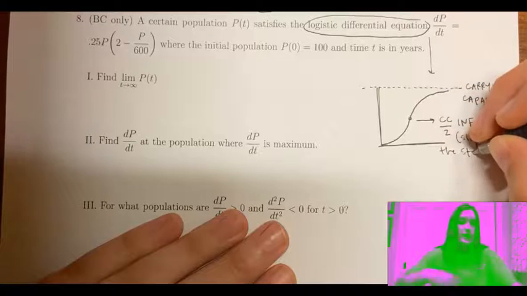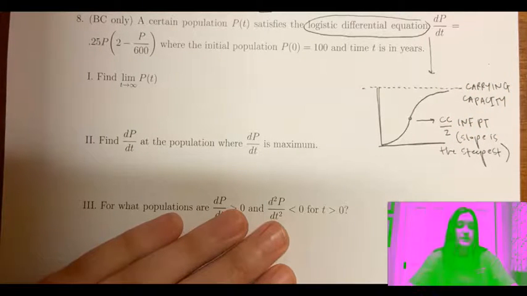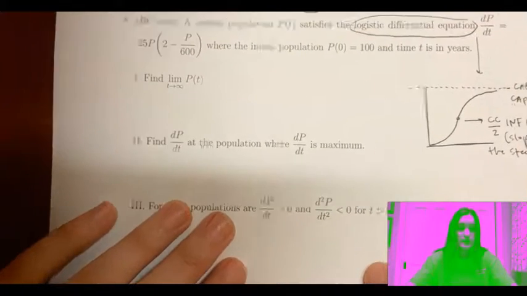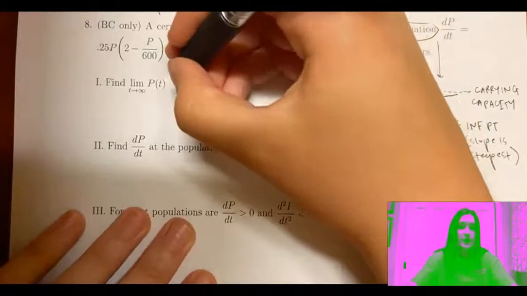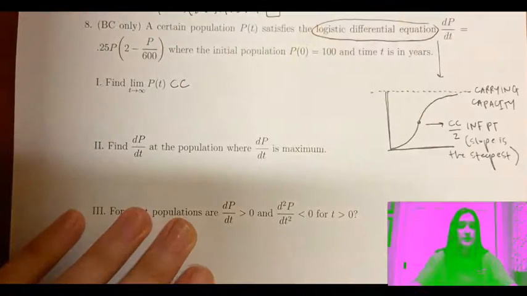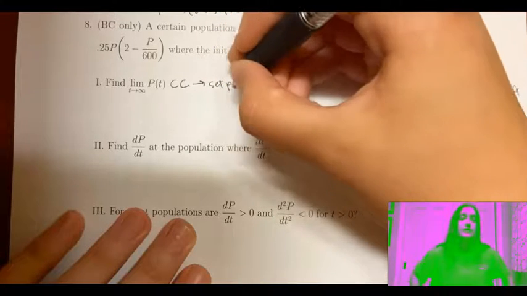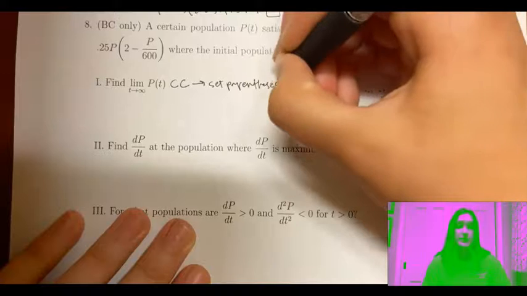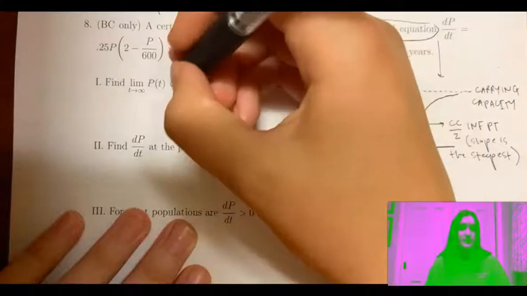Like I said, the carrying capacity is the population size that the population will approach as time moves toward infinity. So that limit t to infinity is expressing that idea. So that first question is asking for the carrying capacity. And the way you find carrying capacity is pretty easy. You look at that logistic equation that's given, and you just take whatever's in the parentheses and set it equal to 0. So in this case, what's in the parentheses is 2 minus p over 600.